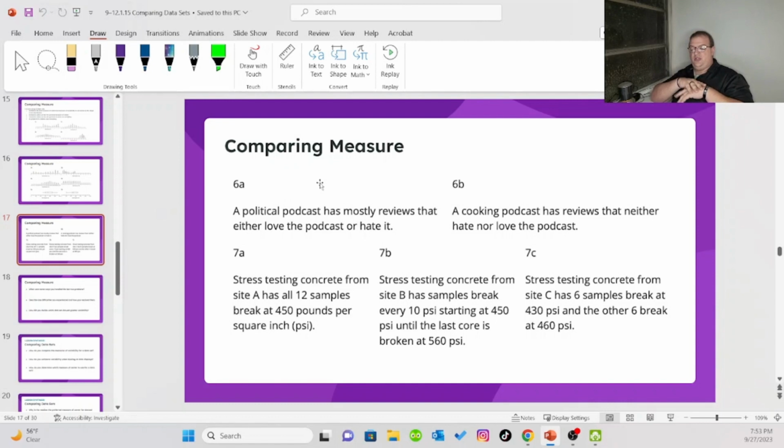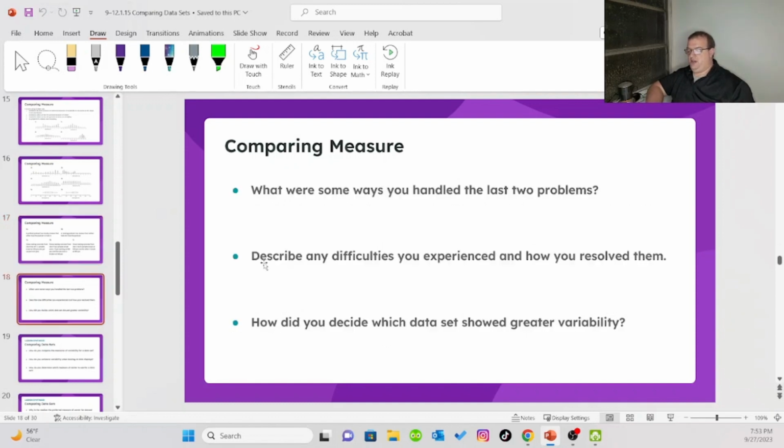So what we can do is take the descriptions and in our minds start creating those dot plots, and then we can use any actual numbers they give us to come up with answers from there as well. So we figure out the shape first, and then we start looking at the numbers.